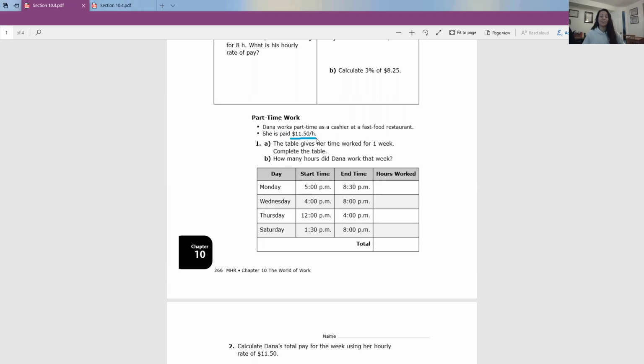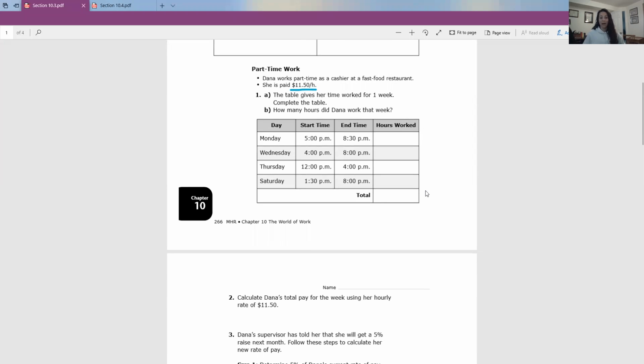She is paid $11.50 an hour. Down below is her schedule for the week and how long she has worked. So let's calculate first how many hours she has worked. You should be able to do this a little bit more quickly. I'm not going to explain all the times now because you've seen this for a couple days. So this is 3.5 hours. Then she's worked for 4 hours. 12 to 4 is 4 hours, and 1:30 to 8 is 6.5 hours. Okay, in total, if we add all of these up, we should get 18 hours. Okay, if you're struggling with this, go back and review yesterday's lesson.